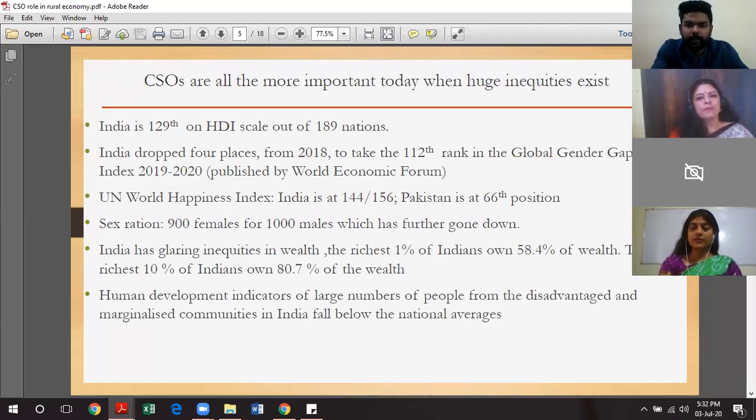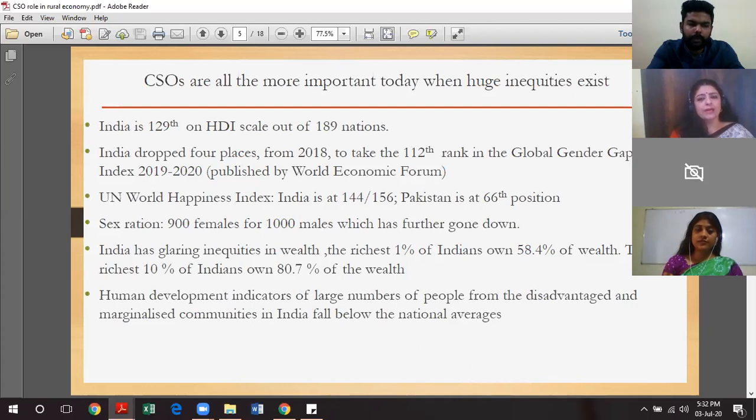On the UN World Human Index, India is at 144 out of 156 in the ranking. Even our neighbor Pakistan is at 66th position. And definitely when it comes to the sex ratio, we have introduced a number of schemes like Beti Bachao, Beti Padhao, and all the states have their own schemes and policies. And we have the PCPNDT Act, which is supposed to not allow prenatal sex determination. But irrespective of that, our sex ratio is 900 per 1,000 males as per the Niti Aayog report.